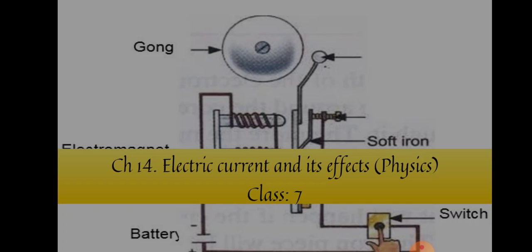Today, in this video, let's understand chapter 14, Electric Current and its Effect. This chapter is in physics. Now we have completed the journey of this chapter and reached the final destination, the last topic of our chapter, which is the application of an electromagnet.